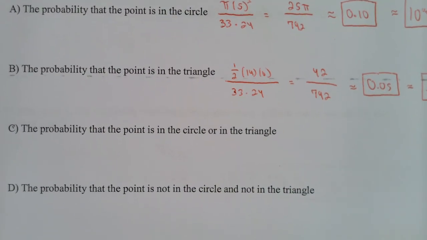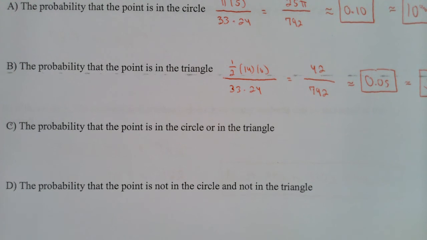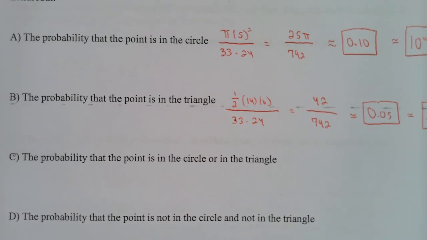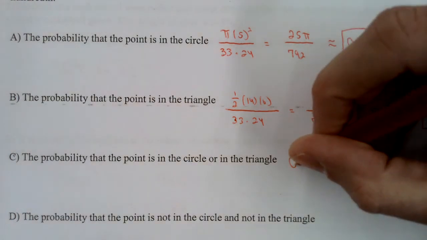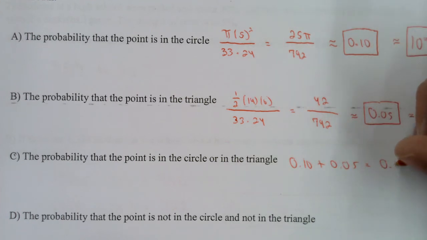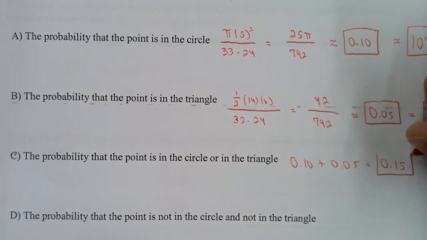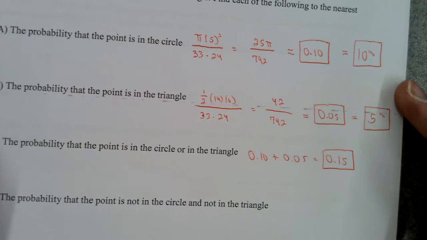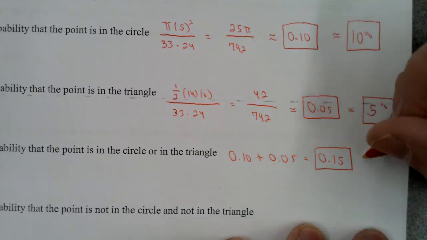Part C, find the probability that the point is in the circle or in the triangle. So what you're going to do is add up your answers from part A and part B. So 0.10 plus 0.05 equals 0.15. And again, I'm just going to put it as a percentage. Why not? That's about 15%.